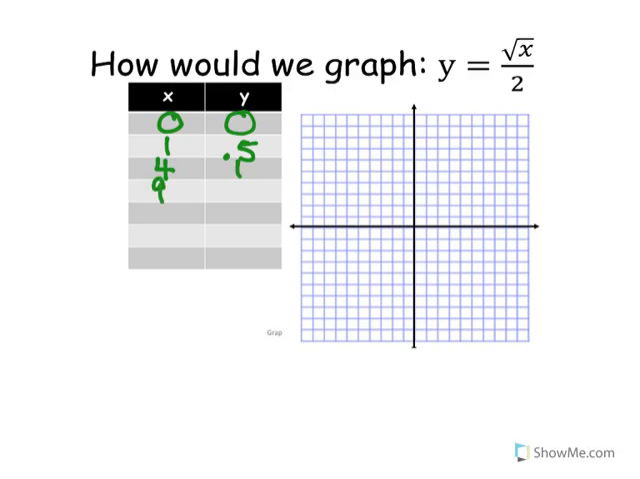9 is not going to give me such a pretty one. I mean, it's just going to be a decimal, right? So square root of 9 is 3 divided by 2 is 1.5. We're going to jump now out to 16 here. Square root of 16 is going to be 4 divided by 2 is 2.